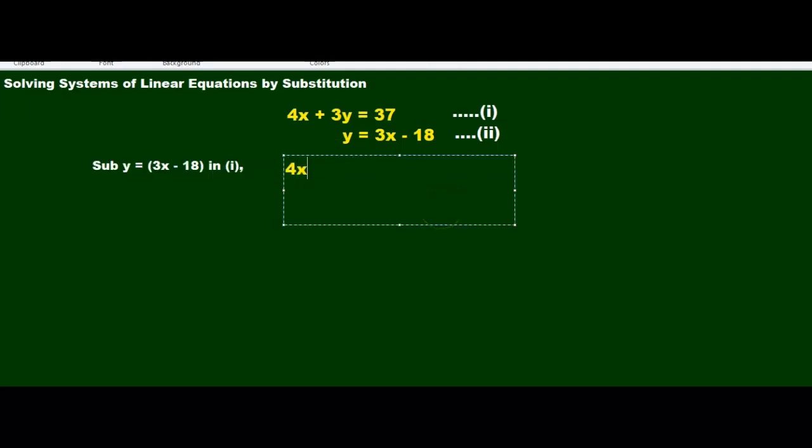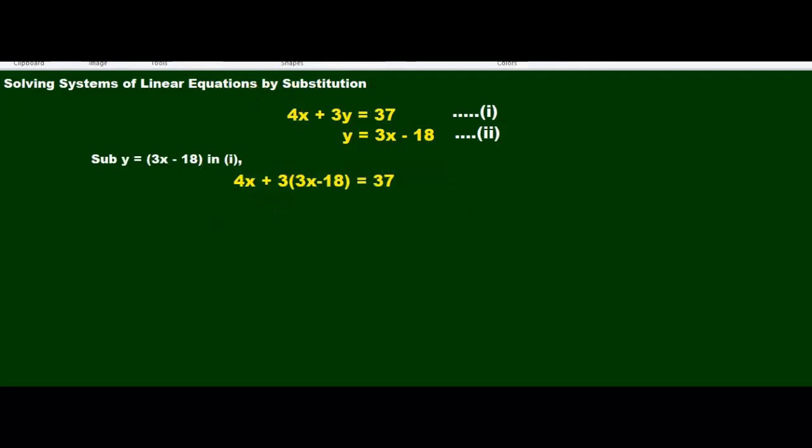Therefore, 4x plus 3, now our y became 3x minus 18, equals 37. Then I'm going to distribute. And if you need a refresher on distribution, I have a video of that. So we get, first we have 4x, plus 3 times 3x gives us 9x. And then we have 3 times negative 18, which gives me negative 54, and that equals 37.